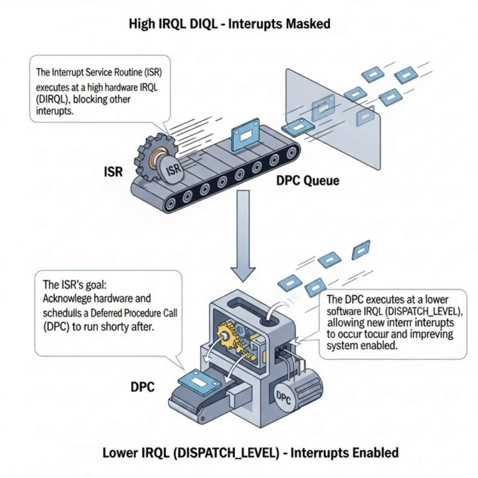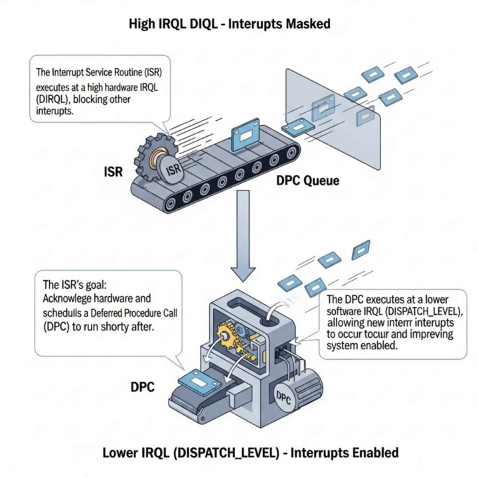The ISR is now running, but it's running at a very high privilege level known as an Interrupt Request Level, or IRQL. At this high IRQL, most other interrupts of equal or lower priority are masked or ignored by the CPU. This is why the cardinal rule of ISR design is to be fast. Its only job is to do the absolute minimum work necessary, like telling the network card, "I've got the packet, you can send the next one," and capture any critical state. The heavy lifting is offloaded.